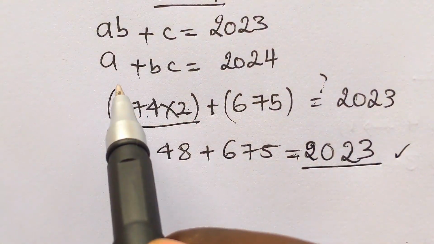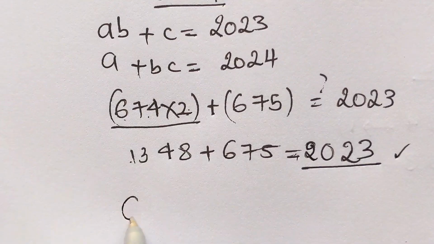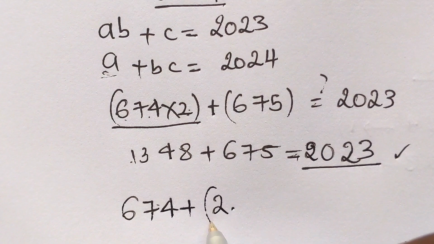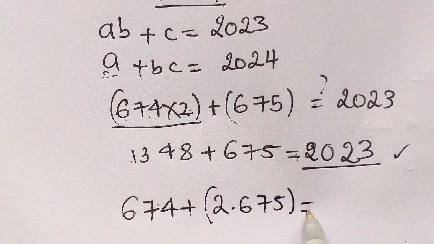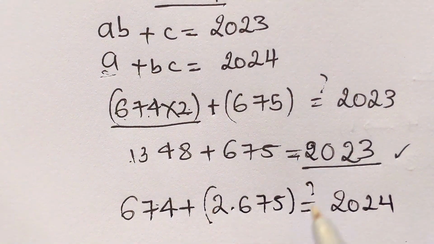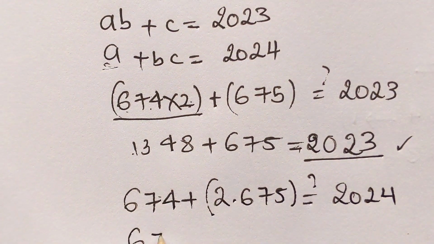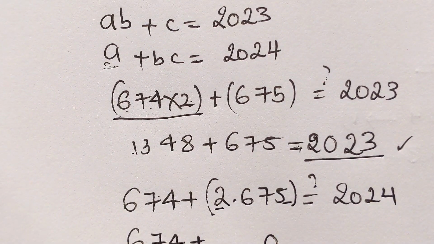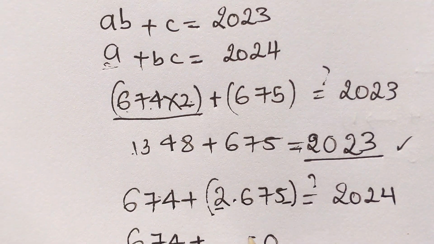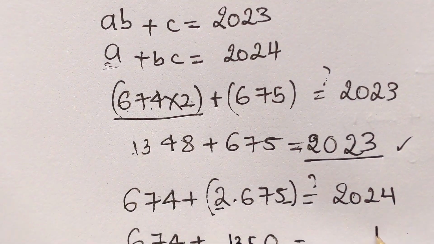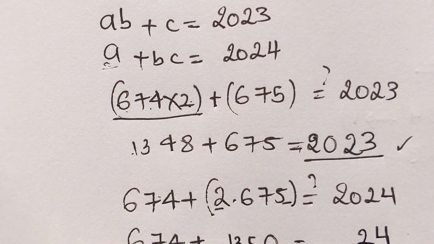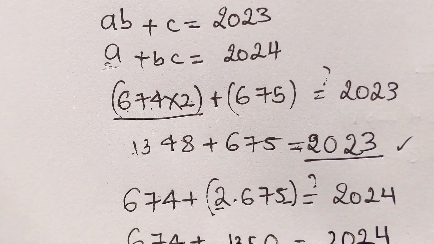From the other equation, we have a equal to 674 plus 2 times 675, which should equal 2024. Multiplying and adding with carries, we get 2024.